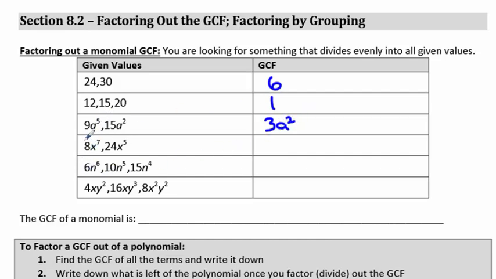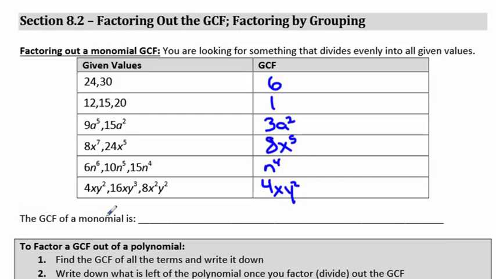Let's look at the next two. 8 and 24. 8 goes into both of those numeric values, and x to the 5th is the greatest common factor for the variable component. 6, 10, and 15 can only be divided by 1, so the greatest common factor here is just the smallest power of n, or n to the 4th. 4, 16, and 8 can all be divided by 4, and for the x's, they all have at least one x, and for the y's, at least y squared.